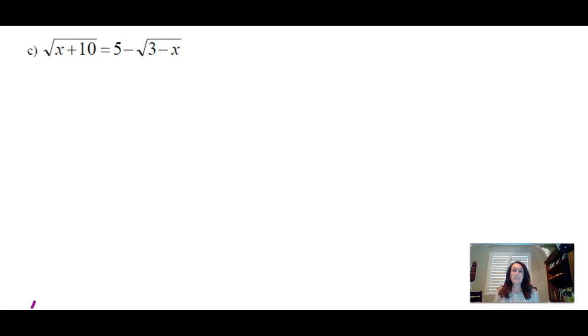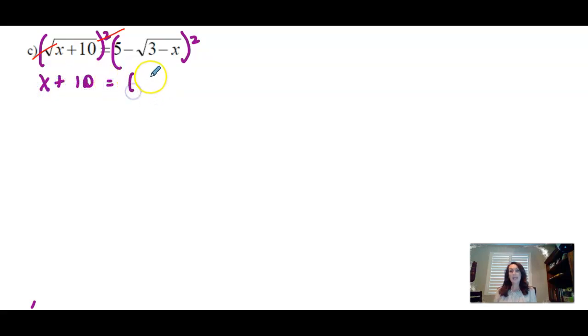So we're going to solve this equation with radicals by squaring both sides to begin with. So you will square the left side and square the right side. On the left side, the square and the square root will cancel, and that's going to leave you with what's underneath the radical, which is x plus 10.